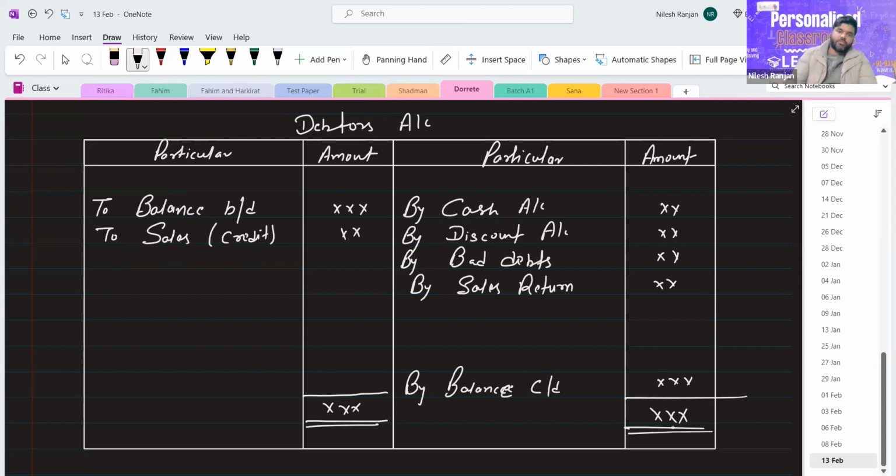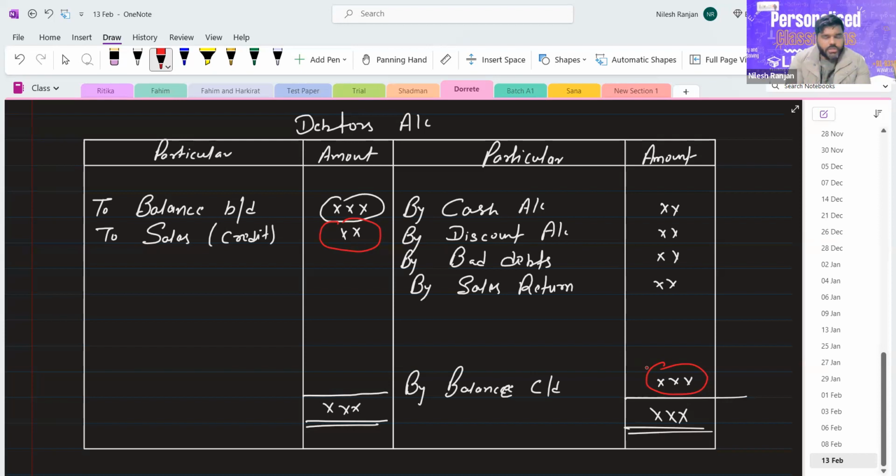Now, in this format, you can see that generally all the items are given, and only one item is missing. So one item can be opening balance, the other item can be sales, or the next item can be the closing balance. So any of these three items will be calculated from the debtors account. In most of the cases, it will be credit sale that you will calculate by preparing the debtors account.